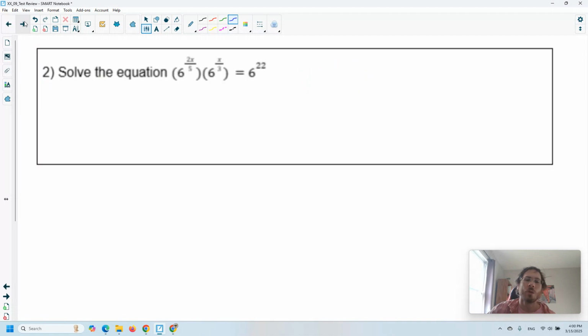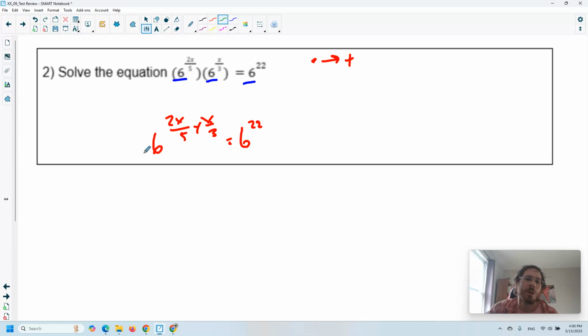Moving on to number 2, we want to solve this equation. So in this case, all of these 6's are the same. So the goal is to eliminate those 6's. To do that, we can see that we're multiplying here. Multiplication turns into addition, so we're going to add these two exponents up. So 6 to the 2x over 5 plus x over 3 equals 6 to the 22.